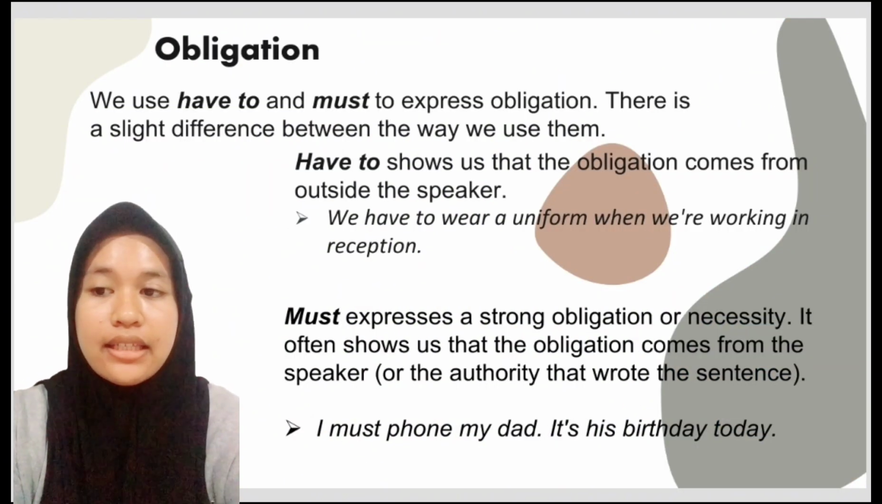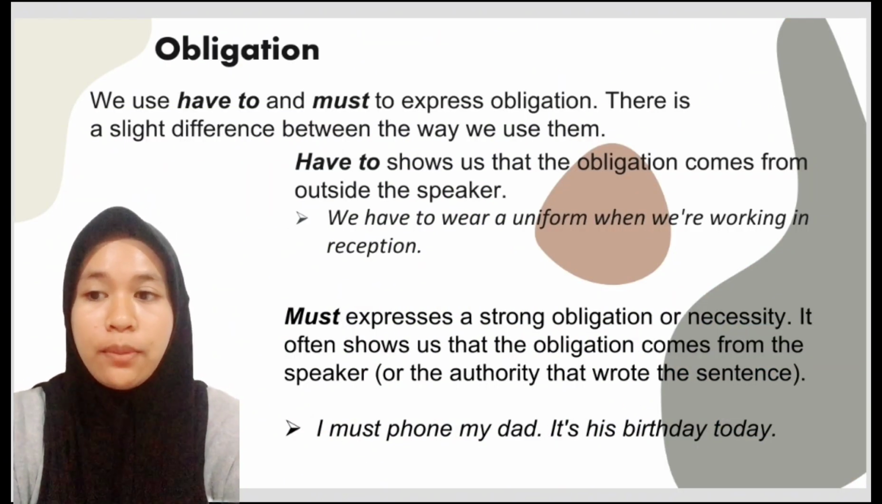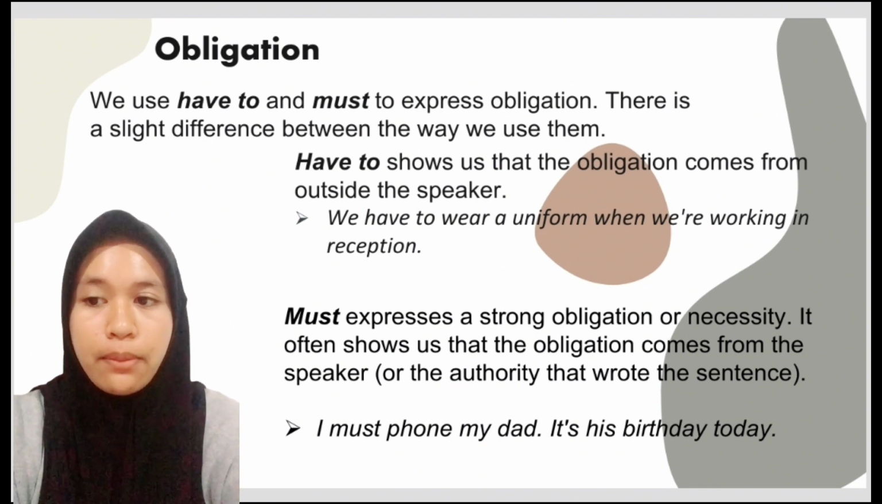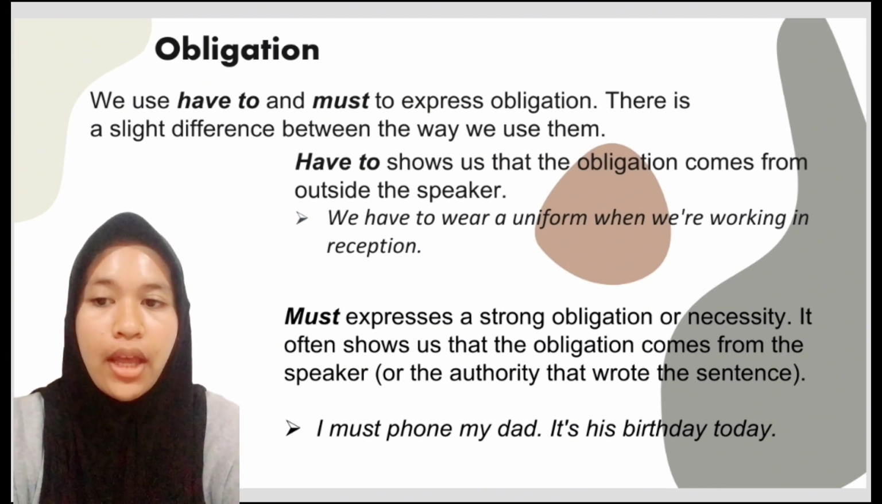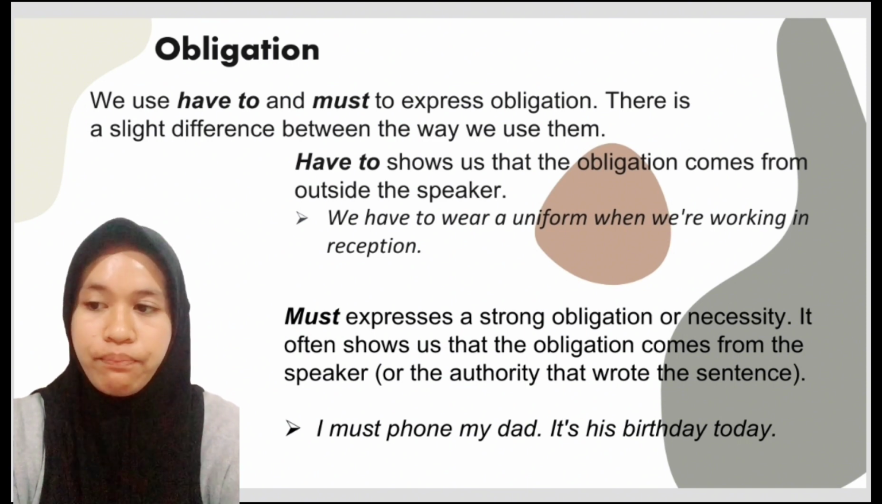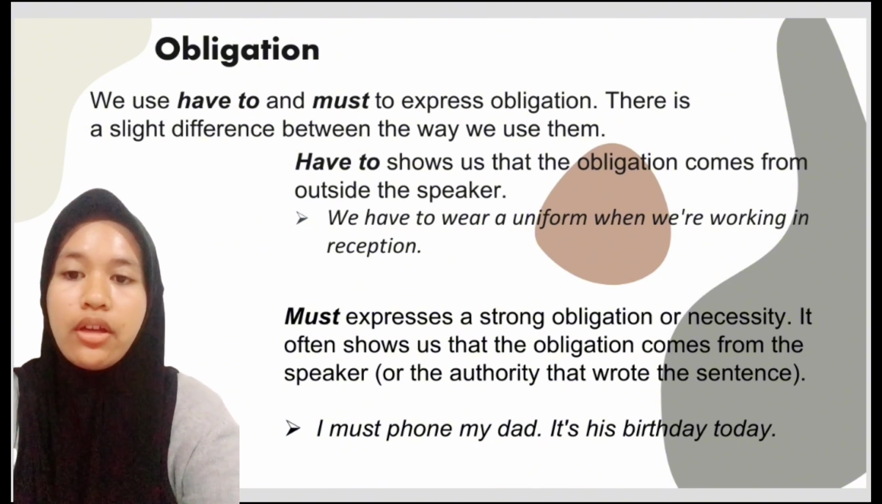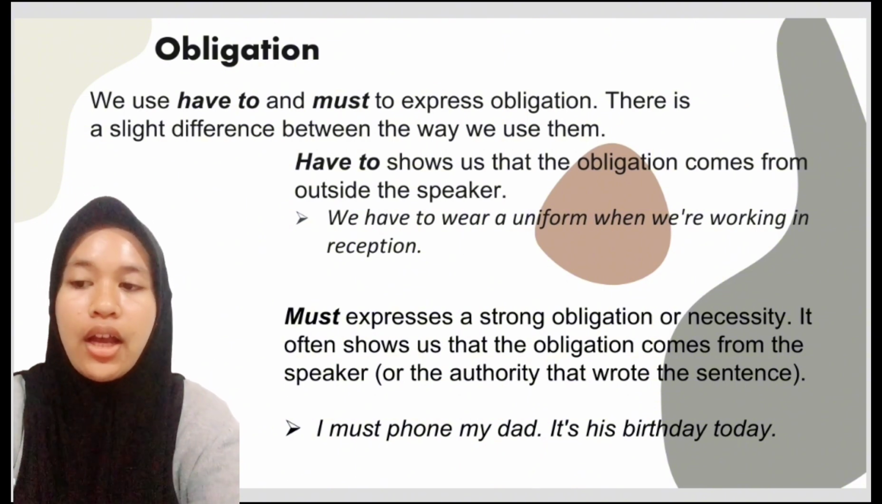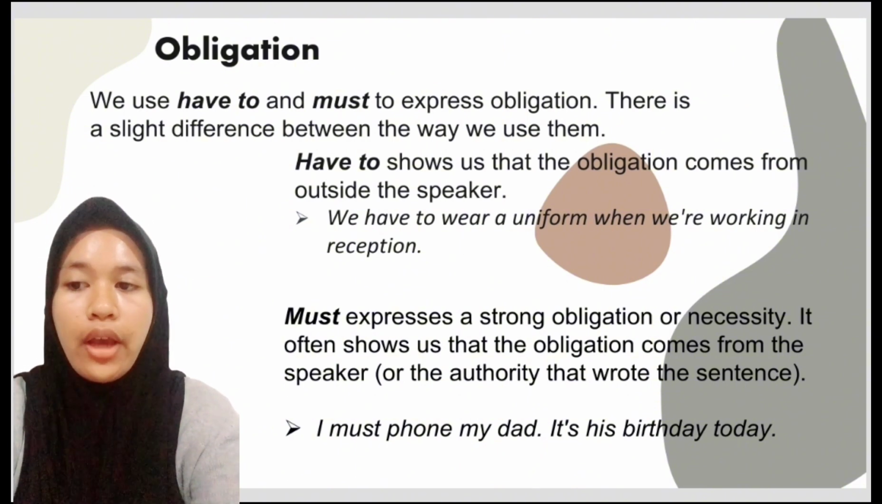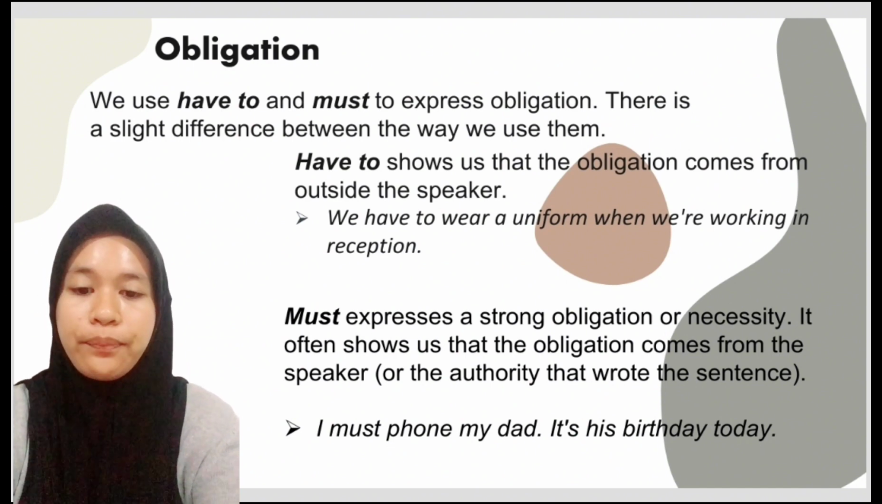Finally, the last is about obligation. In obligation, we use have to and must to express obligation. There is a slight difference between the way we use them. We use have to when the obligation comes from outside the speaker. Example, we have to wear a uniform when we are working in reception.